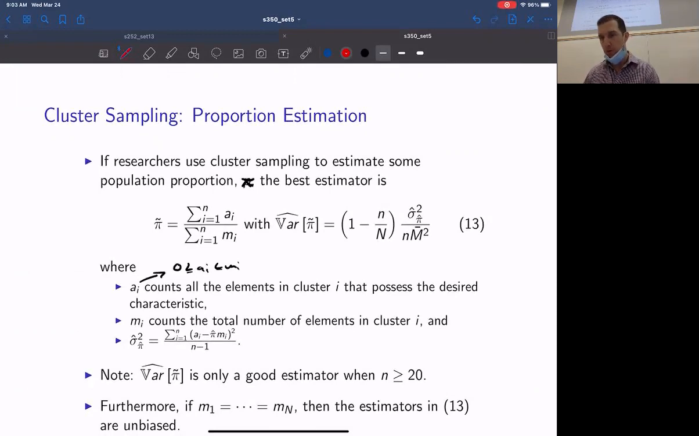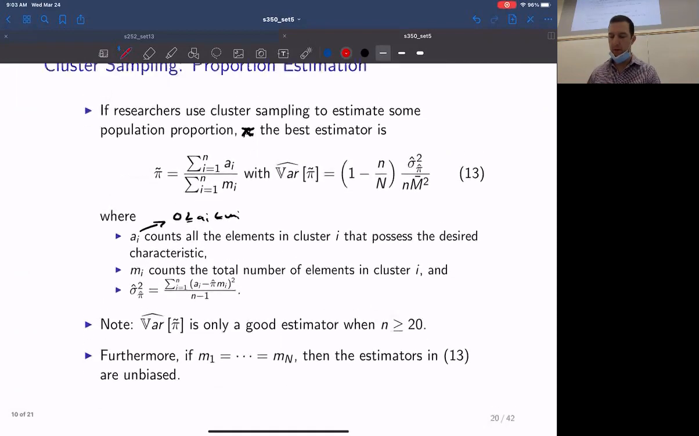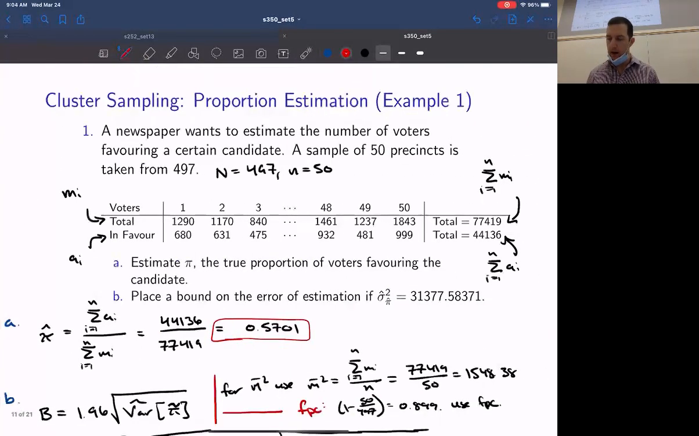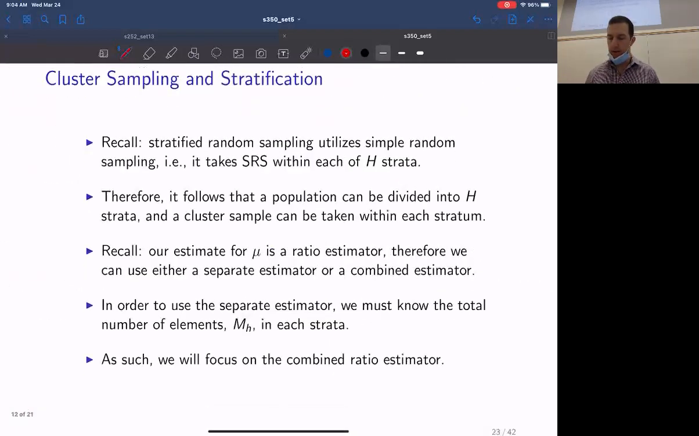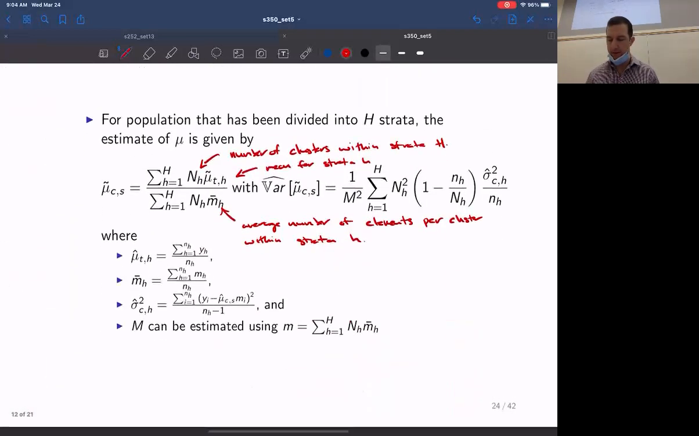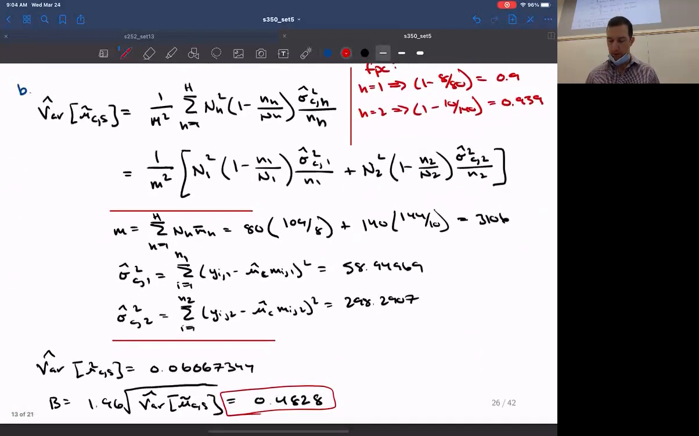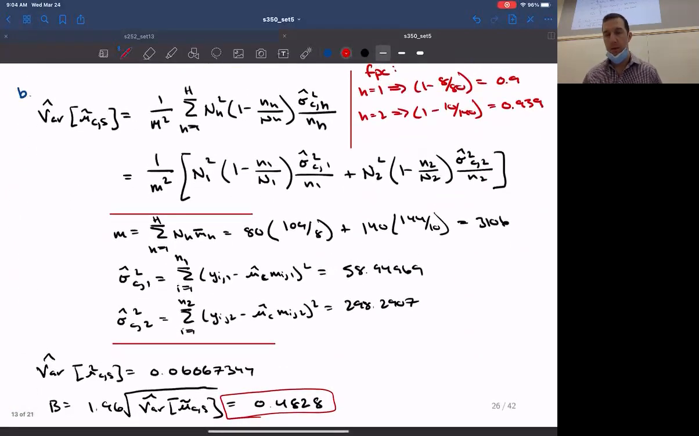And then we talked about proportion estimation within cluster sampling, very similar idea to proportion estimation within any of the approaches that we have seen so far, just with adaptations to the estimators, given the problem that we are working on. And we concluded last class with an illustration of how stratification and cluster sampling work together. So this is what we left off with on Monday's class.